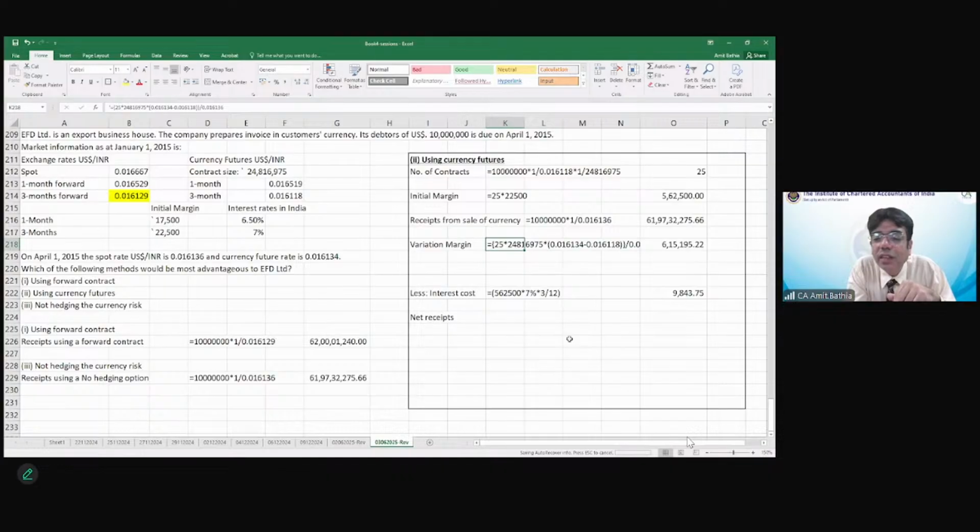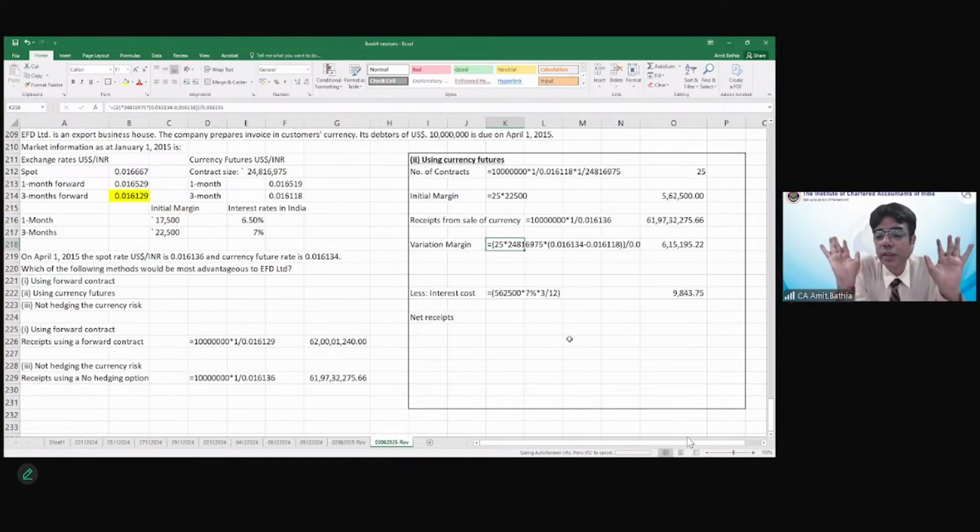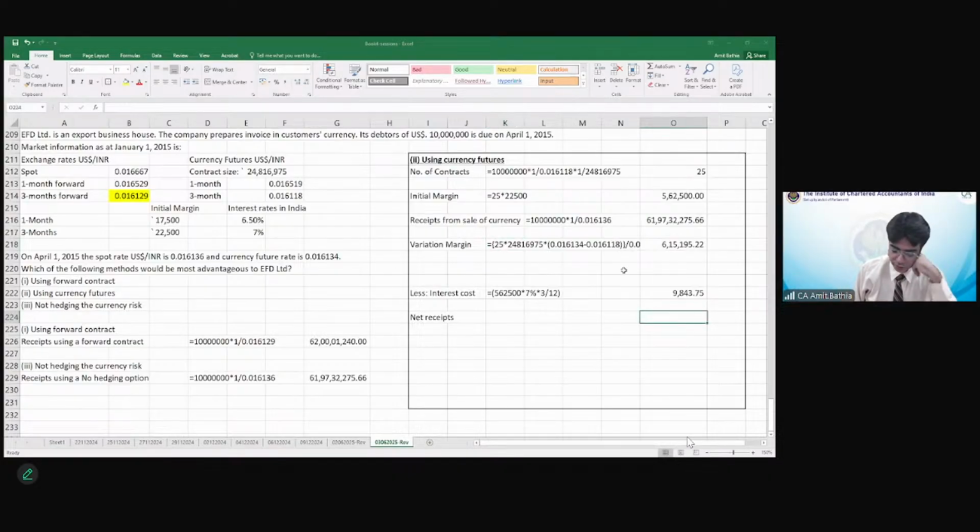So dollar deviation which you have calculated in between 0.16118 and 16134. So that is a dollar which you have received. That dollar you are going to discount it at what rate today? At spot rate. Because you have not taken any cover for the variation margin, right? Correct. All right. So now, what will be your net receipts? What will be your net receipts?